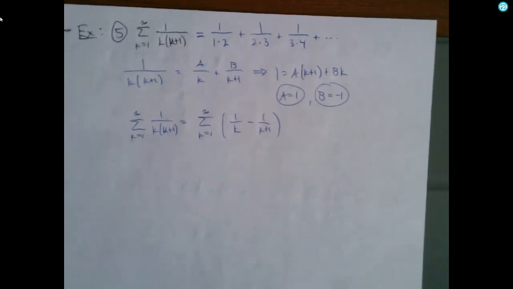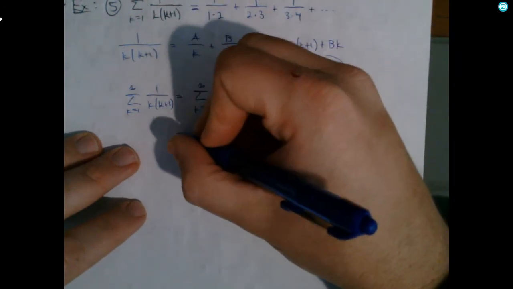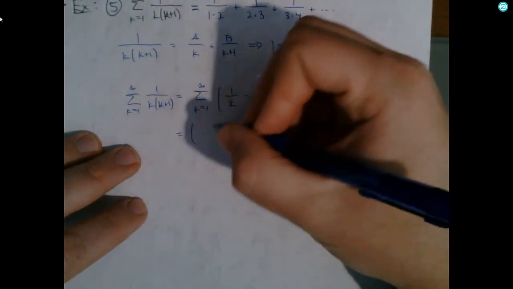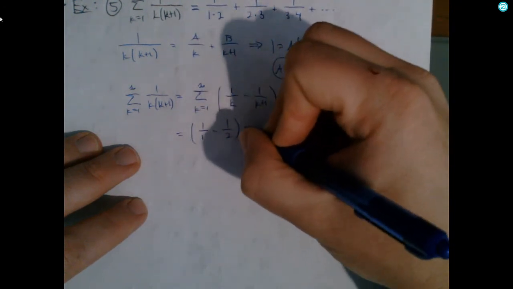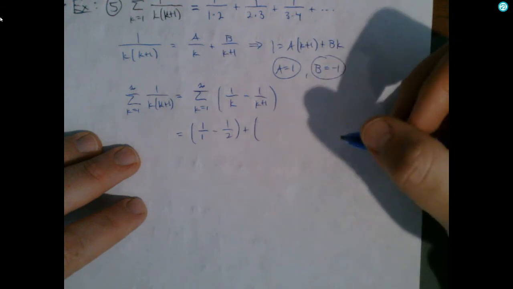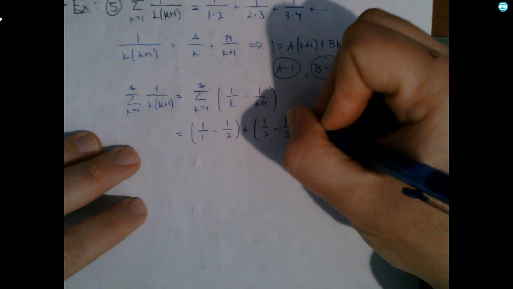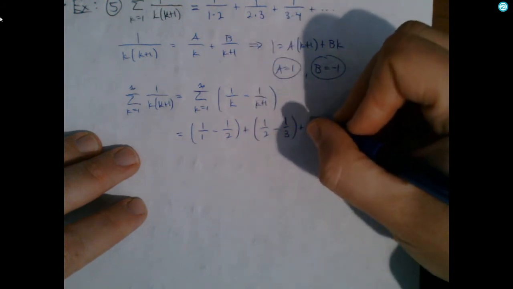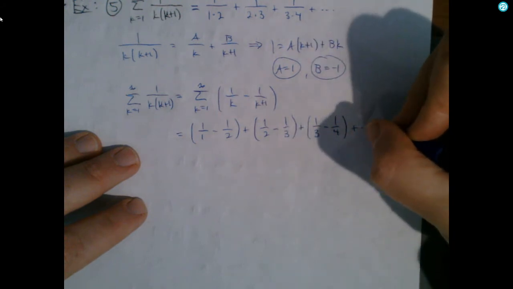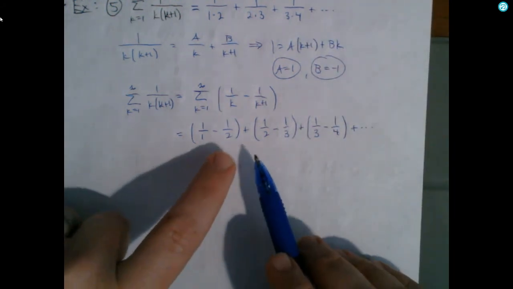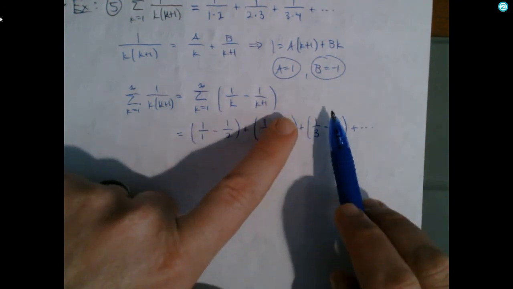Now, why did I want to do that? Because check this out, right? So now if you expand this series, if you plug in 1, you get 1 over 1 minus 1 over 2. And if you do the next term, if you plug in 2, you get 1 over 2 minus 1 over 3. And if you do the next one, you get 1 over 3 minus 1 over 4, and so forth. And what you'll notice is that the negative 1/2 and the positive 1/2 will cancel. The negative 1/3 and the positive 1/3 will cancel.